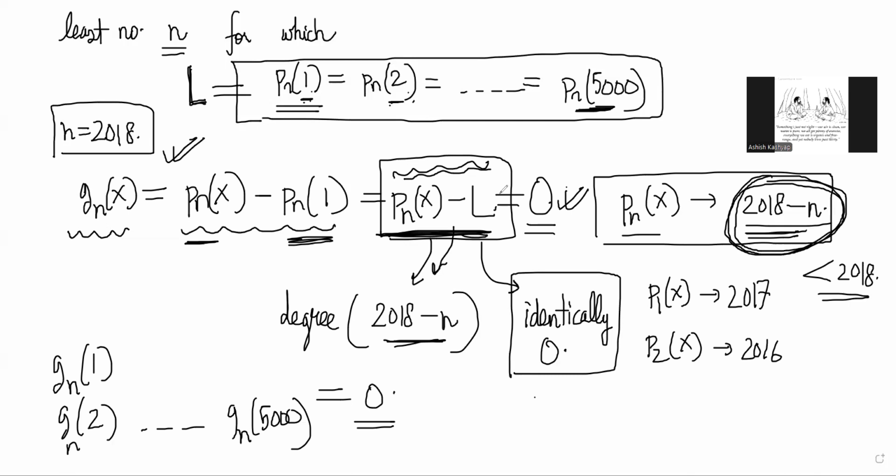This is the same logic that we did in the previous class in a question, where we said that if the number of roots is bigger than the degree, then the polynomial is identically 0. So here, for the Gn polynomial, its degree was 2018 minus n, and the number of roots is 5000. So therefore, Gn polynomial must be identically 0, so its degree must be 0, so n is 2018. I hope it is clear.